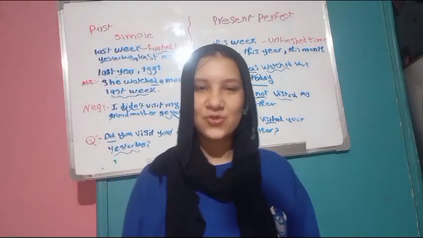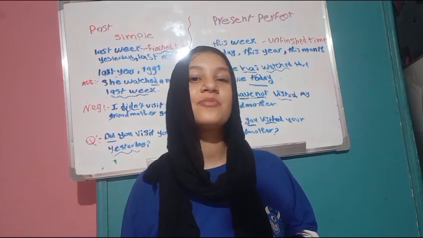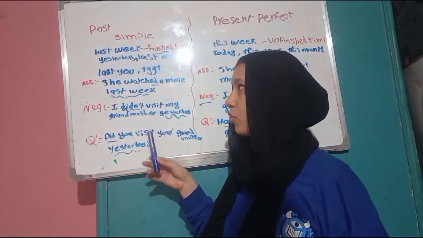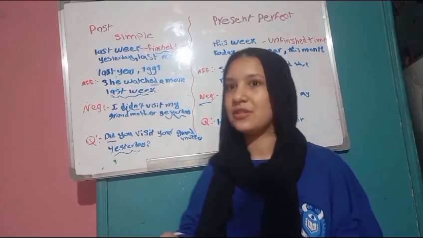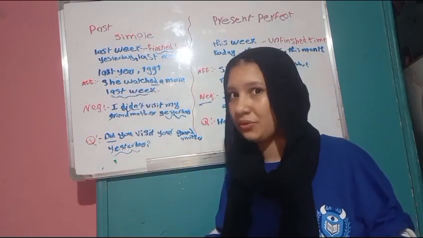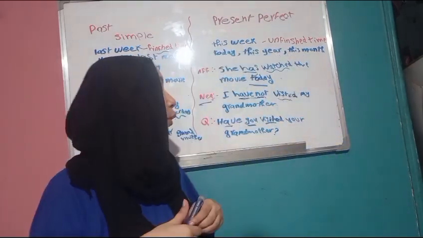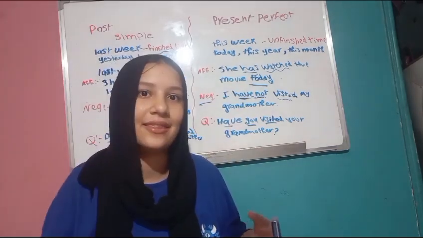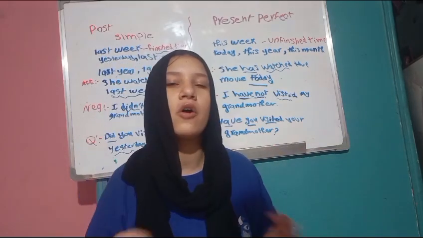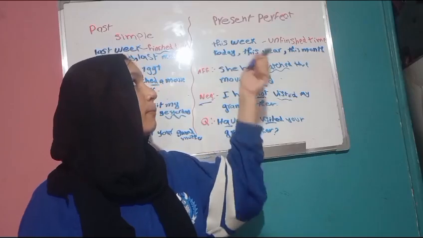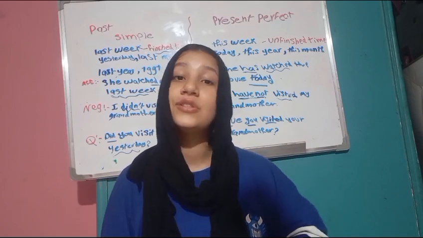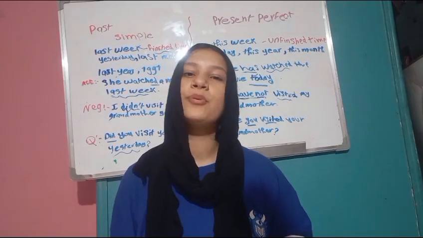So let's say the example again: Have you visited your grandmother? So this was our lesson today, and we learned how to compare them. I just want you to notice that the past simple is finished time, meaning we cannot go there again. We cannot go back to last week, but we can do anything this week, today, this year, this month. All of these are unfinished time, so we call it present perfect. So this is what I want you to notice, and I hope you get this lesson.